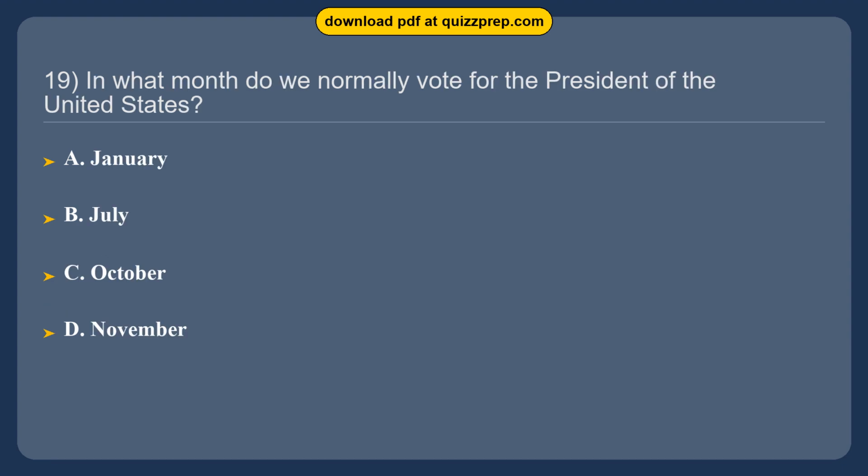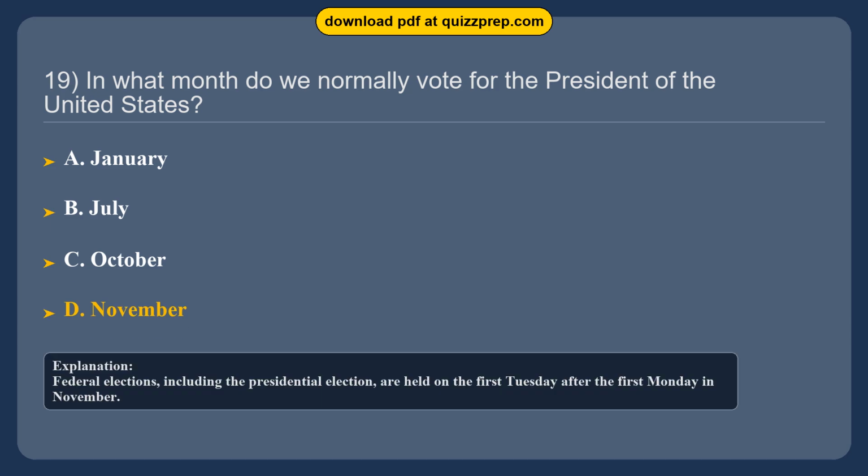Question 19. In what month do we normally vote for the President of the United States? Option A. January. Option B. July. Option C. October. Option D. November. The correct answer is option D. November. Federal elections, including the presidential election, are held on the first Tuesday after the first Monday in November.